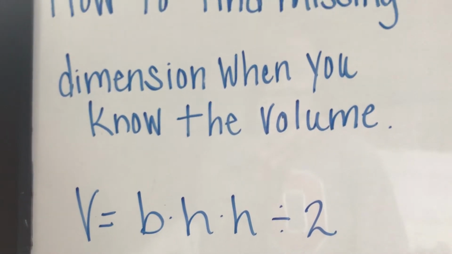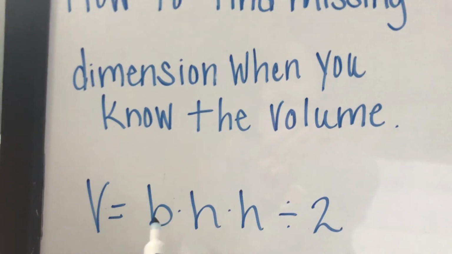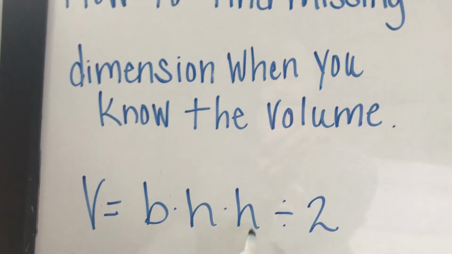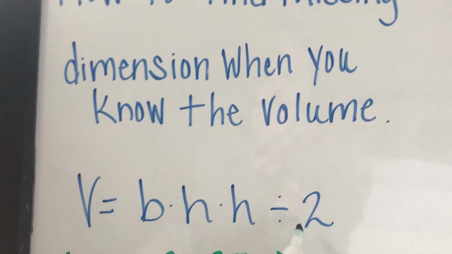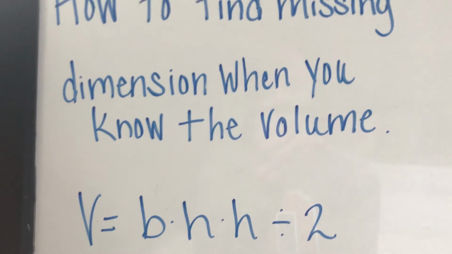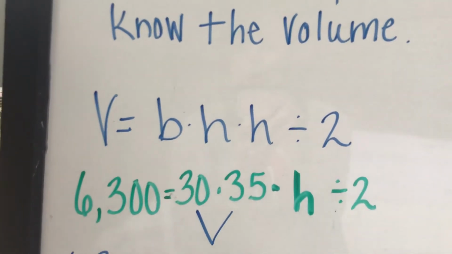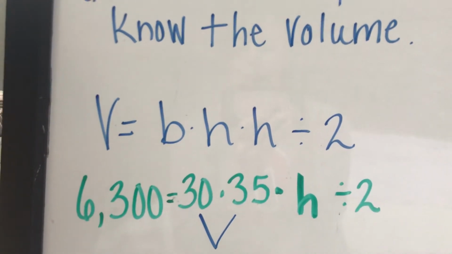So remember that formula: whatever your volume is, you find it by multiplying your base times your height times the height of the whole shape divided by 2. Okay, so that's the formula we've been practicing for the last 2 days. Let's look at a sample problem. We have the volume of a triangular prism.